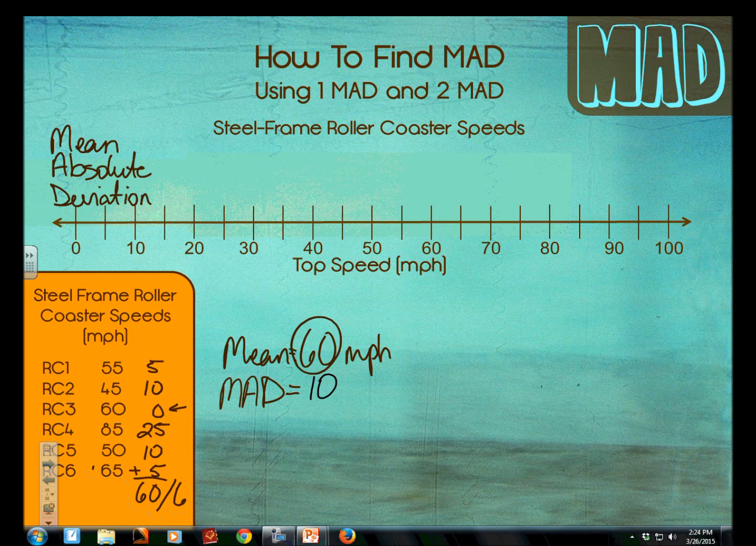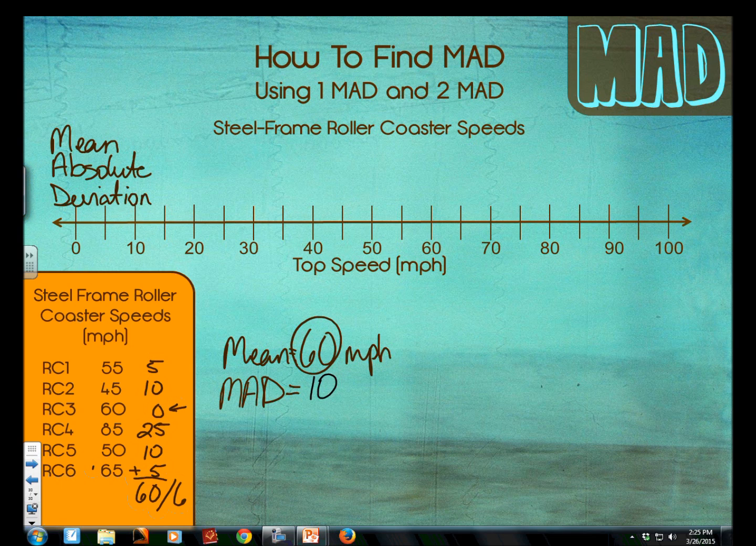Okay, so we're going to talk about MAD again, and MAD is mean absolute deviation, and you would calculate the MAD if you needed to know the variability or the consistency of data. So here we see steel frame roller coasters and their top speeds measured in miles per hour. And we have 6 roller coasters down here in the bottom left.